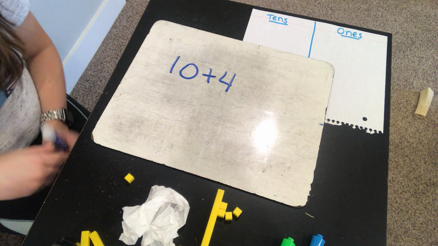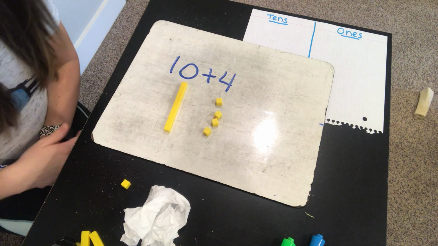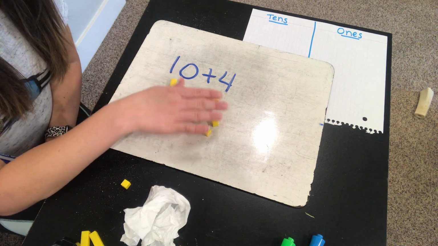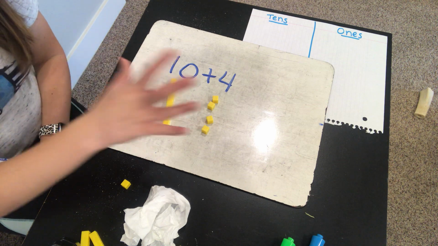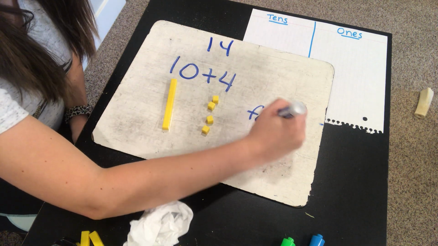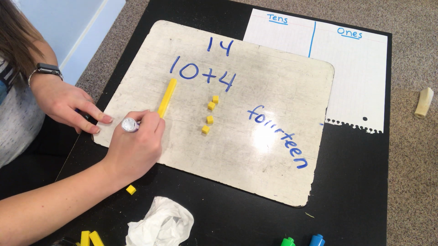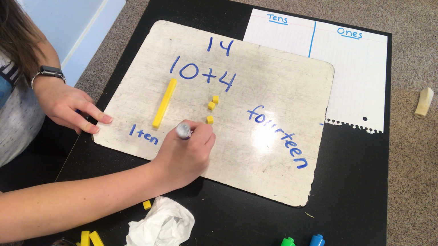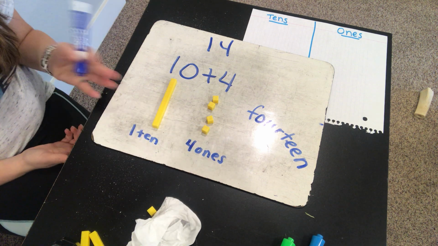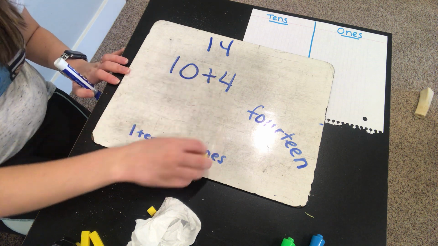Well, I could add it together, or I could think if it was a model and there was a 10 and 4 ones, what does that show? 10, 11, 12, 13, 14. So no matter which way it's built or how it's written, it's still 14. Remember, this could also be written as 1 10 and 4 ones. It could be written out that way. No matter how it's written, it is still 14. Okay? Let's do another one.